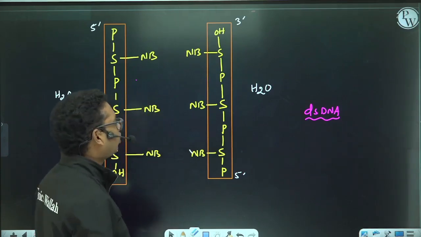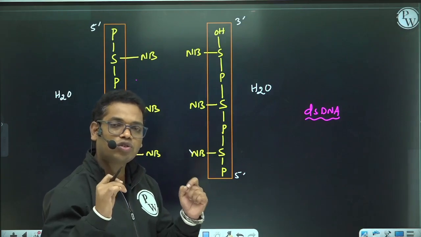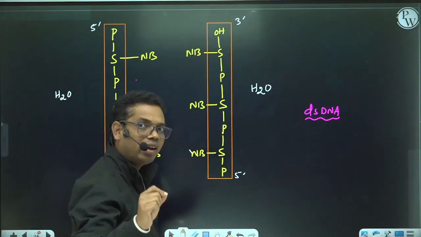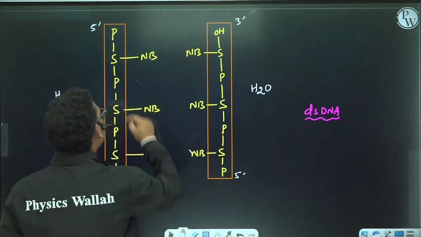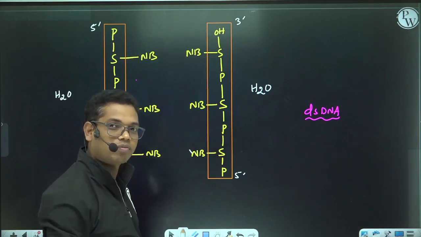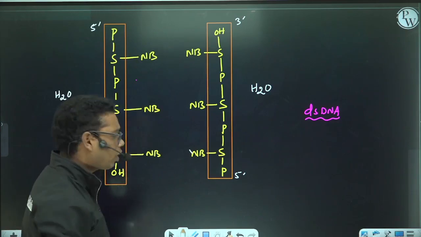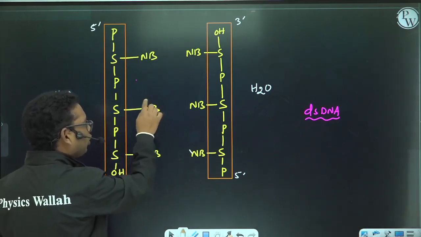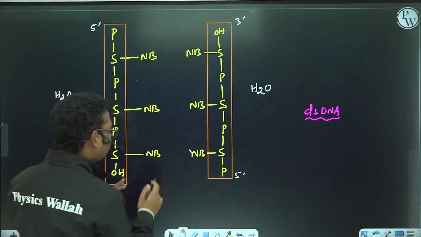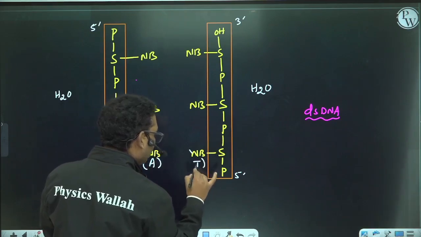Thank you. So here I will say the double strand DNA consists of 2 strands. This is one strand and this is another strand. Each strand has a backbone, and the backbone is made up of alternate sugar and phosphate. Here P is not phosphorus, P is phosphate. And to the sugar molecule, a nitrogenous base is attached. Suppose here the nitrogenous base is adenine, so here it will be thymine.